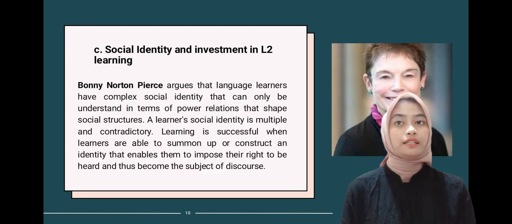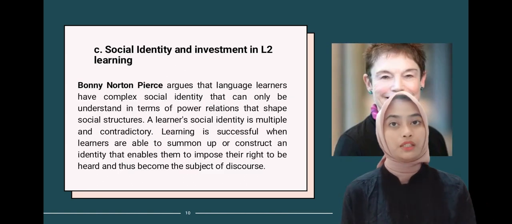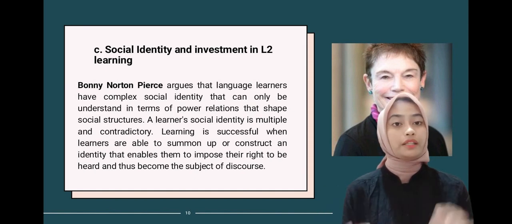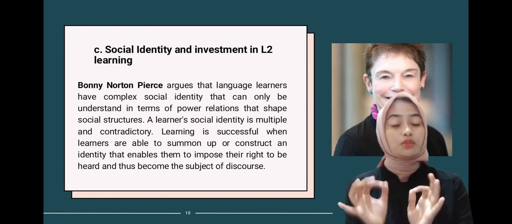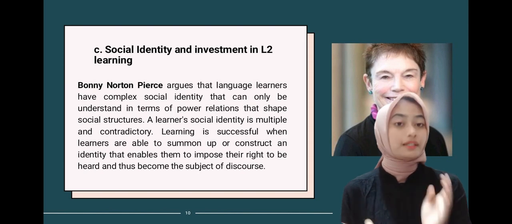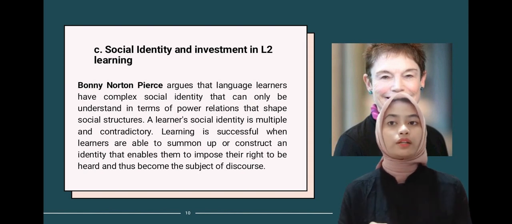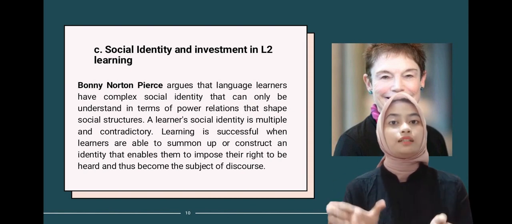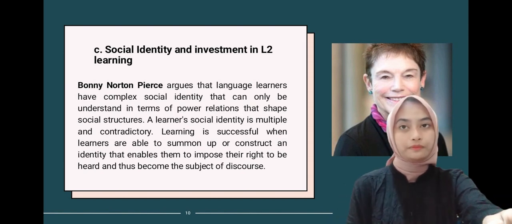And the C is social identity and investment in second language learning. Bonny Norton Peirce argues that language learners have complex social identities that can only be understood in terms of power relations that shape social structures. A learner's social identity is multiple and contradictory. Learning is successful when learners are able to summon up or construct an identity that enables them to impose their right to be heard and thus become the subject of discourse.